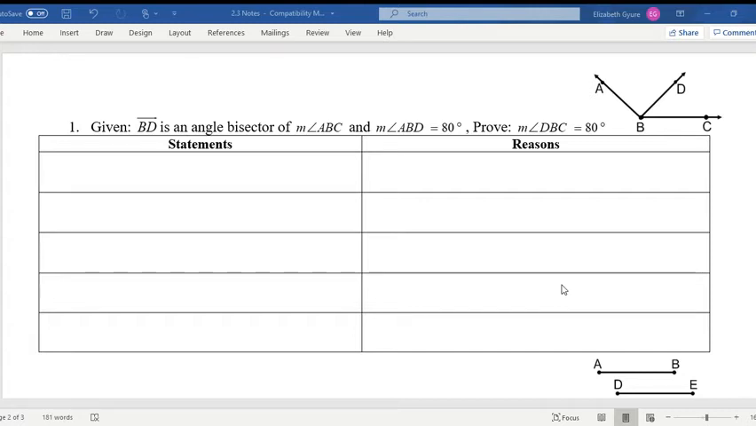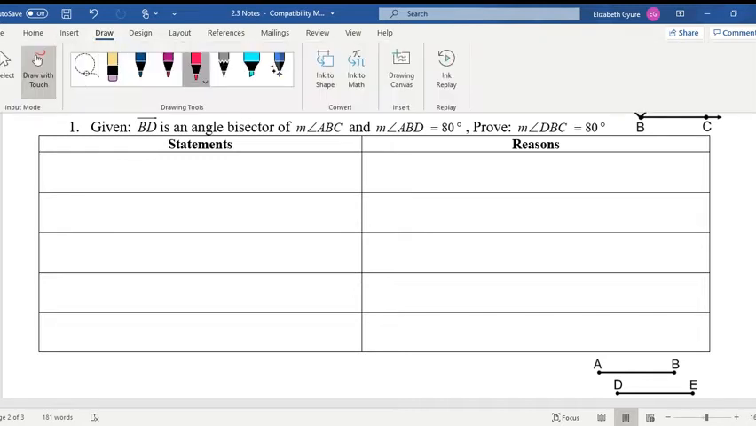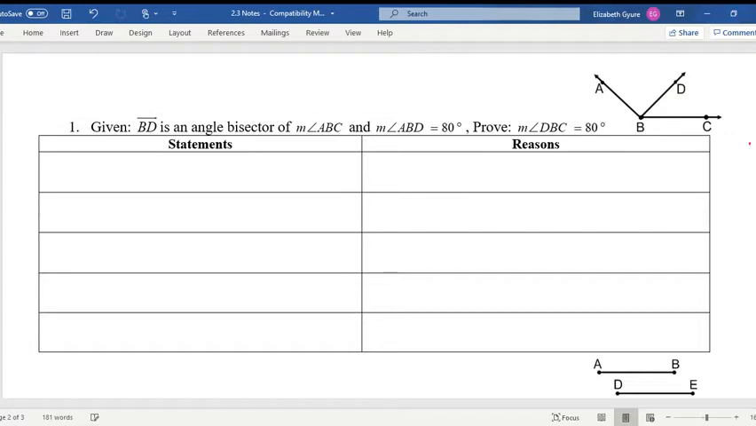So number 1 says, given that ray BD is an angle bisector of angle ABC and the measure of angle ABD is 80, prove that angle DBC is 80. Now, before we even write anything down, let's just use some logic here, some things we already know. What does an angle bisector do to an angle? Colin? Splits it into 2 congruent angles. Absolutely. So if I have an angle bisector, I'm going to know these guys here are congruent, right? And doesn't it tell you that one of them is 80?